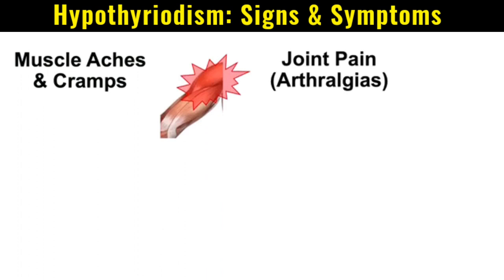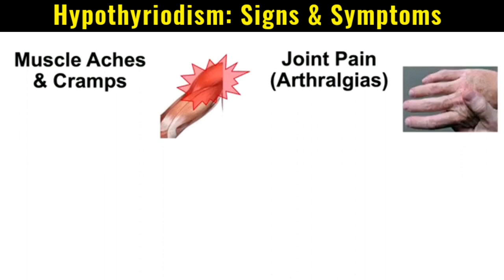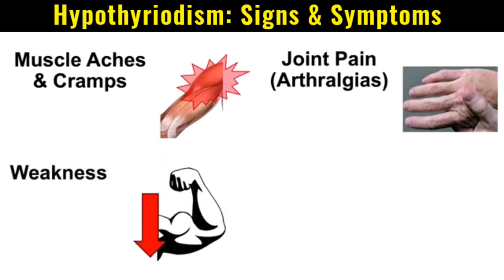We can see joint pain or arthralgias in hypothyroidism. And we can also see weakness, so not being able to lift things that you may have been able to lift before, so just a generalized weakness. And we can see this weakness occurring because, remember, we talked about thyroid hormones being involved in movement. So with reduced thyroid hormone levels, we can see reduced movement, so we can see weakness.